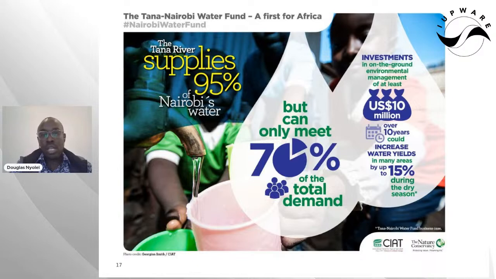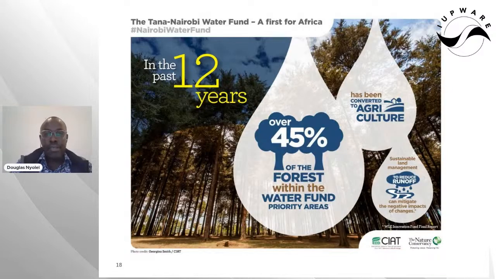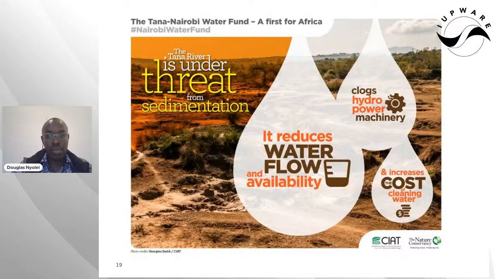And in as much as this catchment supplies about 95% of water to the city of Nairobi, that doesn't satisfy the demand. It only satisfies about 70% of the demand. So you see, with conservation of this catchment, we are expecting to improve on the water quantity and water quality within this catchment. And within the past 12 years, this catchment has really suffered from massive degradation, with over 45% of the forest being lost. And that means sediments, water quality being affected, agriculture being affected. Therefore, there is need really to come up with a watershed investment program to support this catchment.